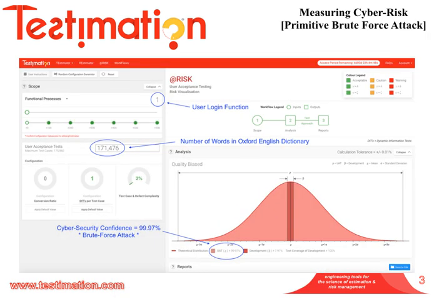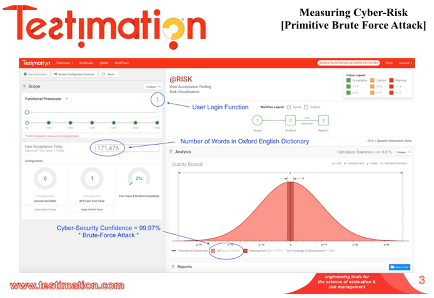Okay, let's now move on to our second simplified example. Once again, we shall utilise the at-risk functionality. In this simplified example, we are asking the question, what is the cybersecurity confidence associated with a primitive brute force attack on a user login function, utilising the Oxford English Dictionary as the test basis? Step 1. Input the number of functional processes we expect to execute in the overall quality assurance solution. In our case, it is just one function.